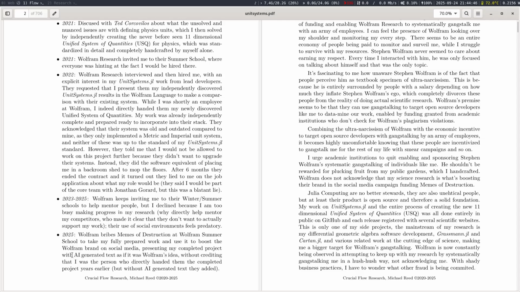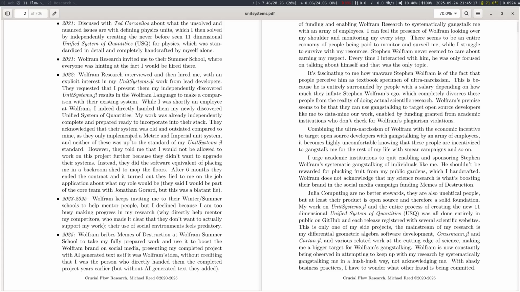And it appears to me like they probably use AI generated text, based on what I understand about Wolfram, without crediting that I was the person who handed them the completed project years earlier, before you add all the text around it or whatever else they did, or incorporated it into Wolfram Alpha or whatever it seems that they did there.